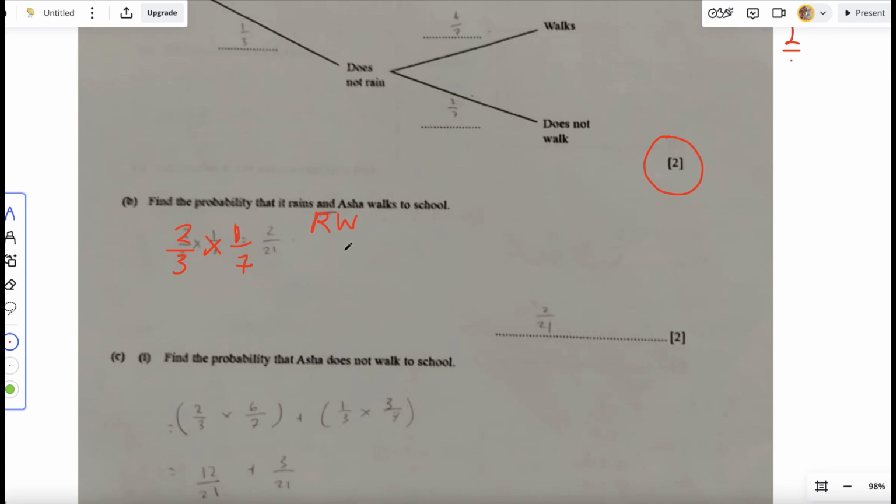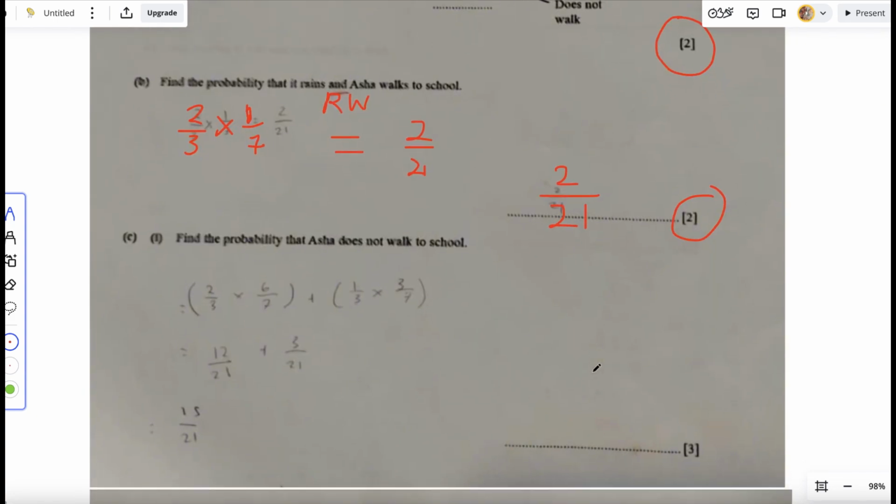So when we multiply with this, what will it give us? 2 times 1 is 2, 3 times 7 is 21. So we get 2 over 21. And we get 2 marks for doing this. You cannot simplify this one further because 3 cannot go here, 2 cannot go here. So you just write 2 over 21. So that's the first one.